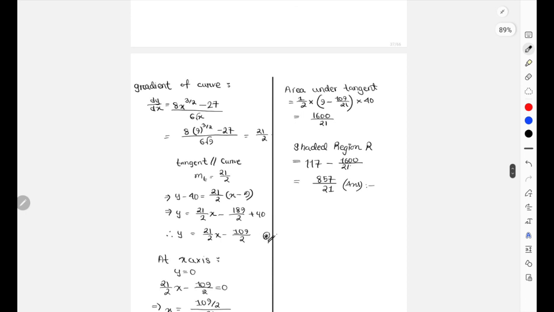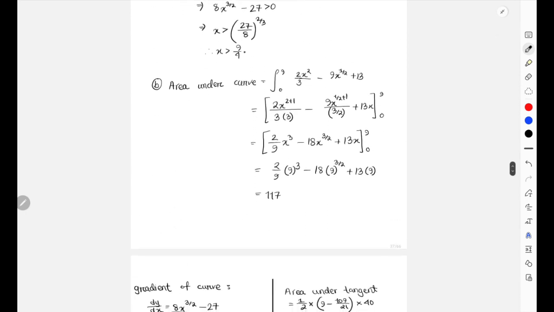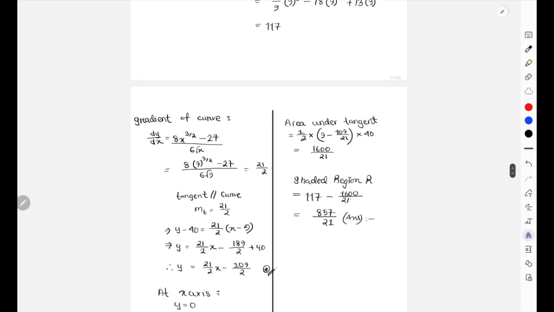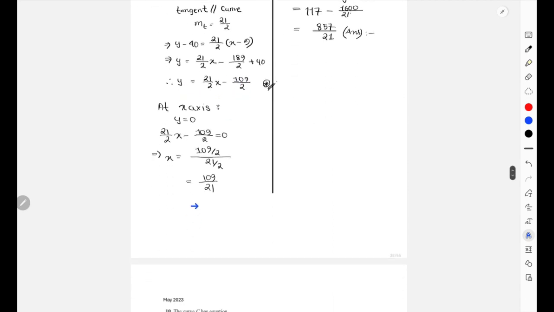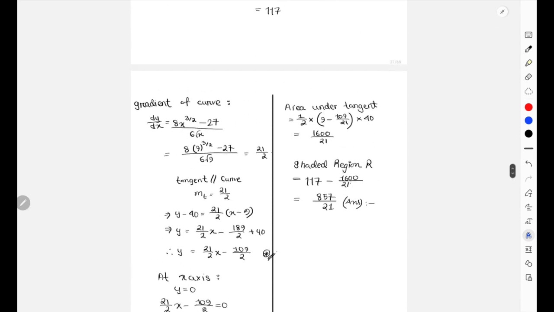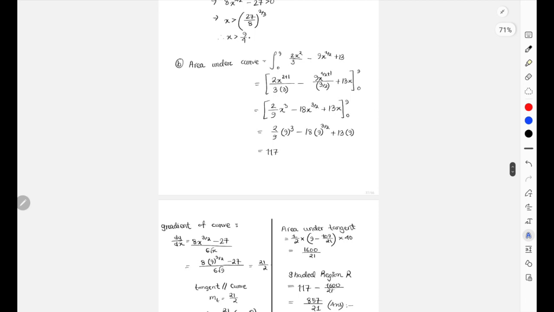I'll just zoom out so you guys can have a look at this part B. We calculated the area under the graph within the range of 9 and 0, and that turned out to be 117. After that, we calculated the equation for your tangent. Using that, we calculated the base, where the tangent would meet the x-axis, and using this data, we are able to calculate the area under the tangent. And then, by subtracting this from your area under the curve, we could find the area of the region R. Okay.